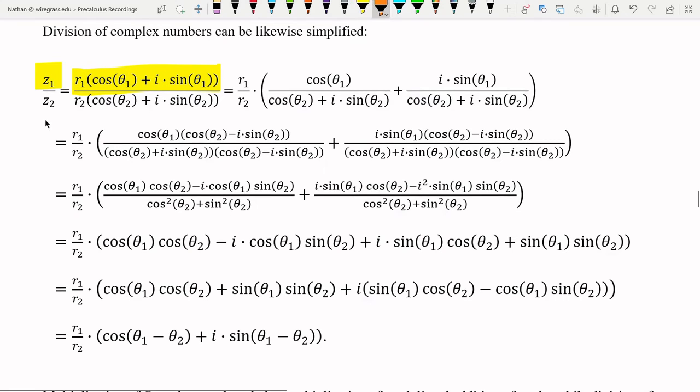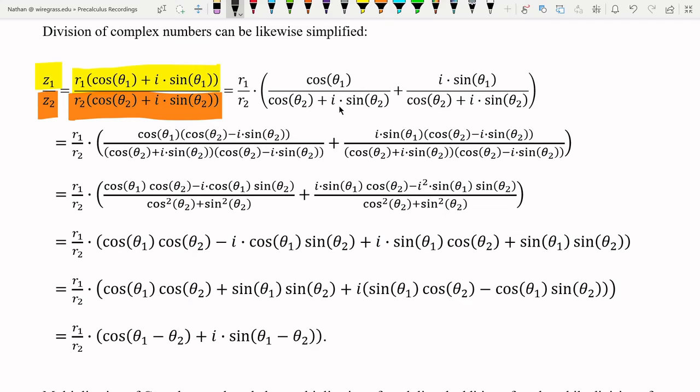And Z2 is this portion here. The radii are dividing each other, and we're going to just separate this into 2 fractions. So the radii and this. We can do that because they're multiplying. And you can see I can break up this fraction over the addition. So we have cosine theta 1 from this portion and I sine theta 1 from this portion. So I have the same denominator.